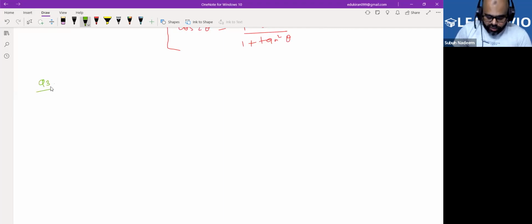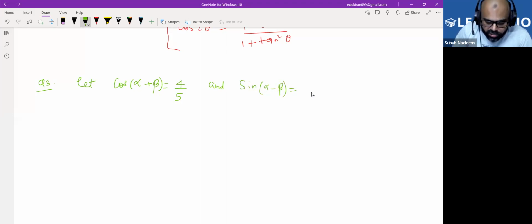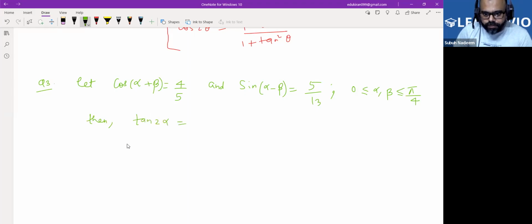This is a little difficult, but you have to remember the formula. Let cos of alpha plus beta is equal to 4 by 5 and sine of alpha minus beta is equal to 5 by 13, right? It is given that alpha and beta both lie between 0 and pi by 4. Then you have to find what is tan 2 alpha equal to.